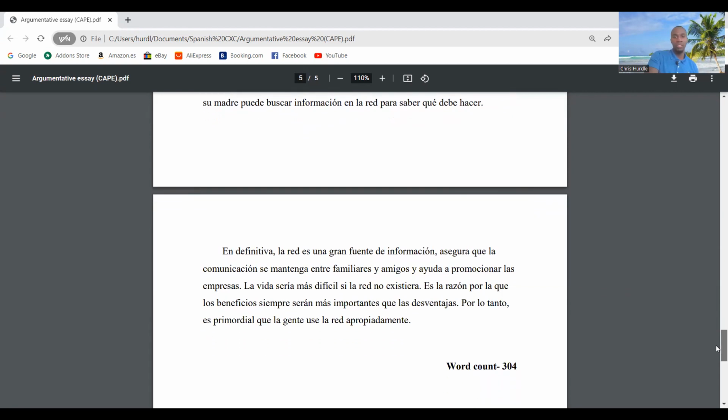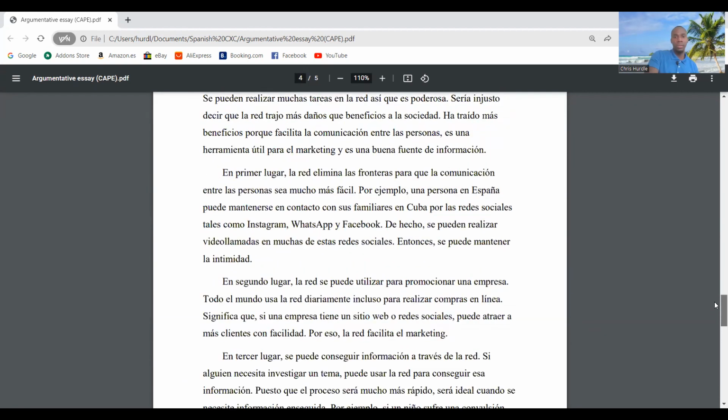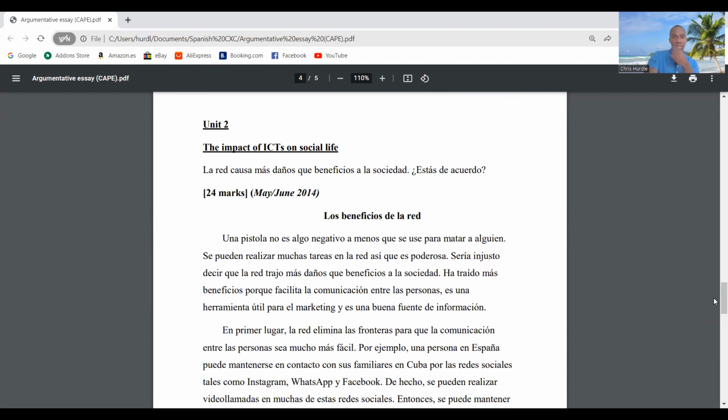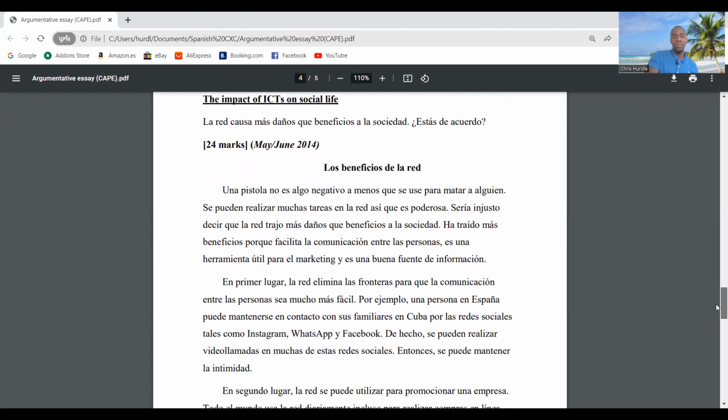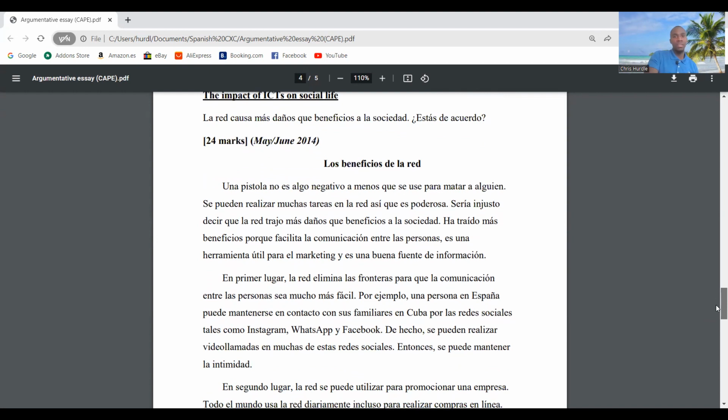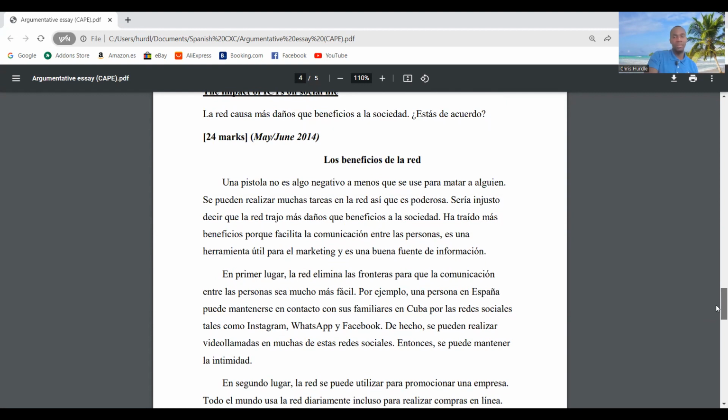Okay? 304 words. So let's analyze Los beneficios de la red. Benefits of the internet. So that will be my title, my hook. Una pistola no es algo negativo a menos que se use para matar a alguien. So a gun is not something negative unless it is used to kill someone. Very interesting hook.